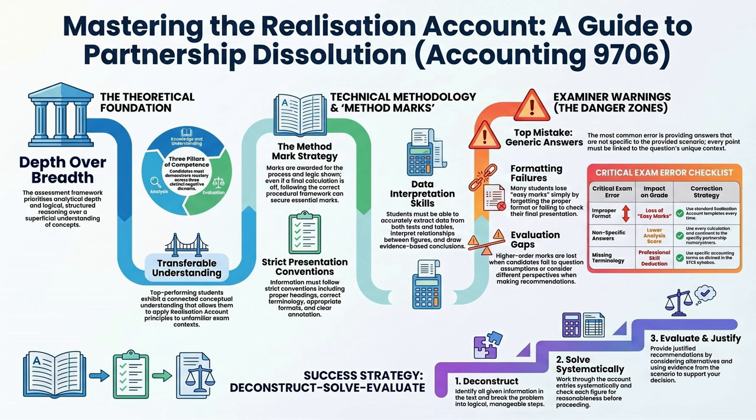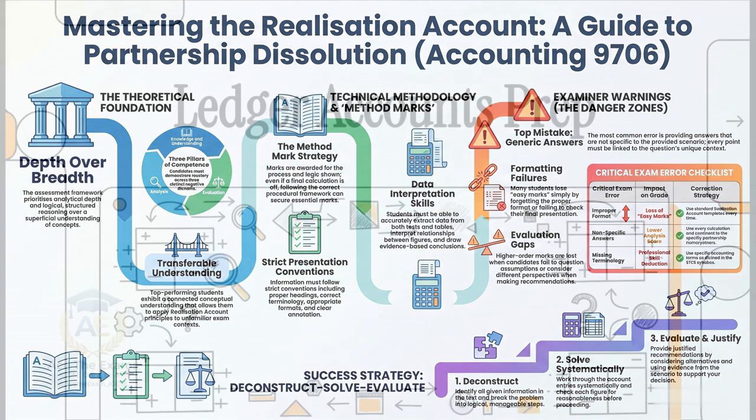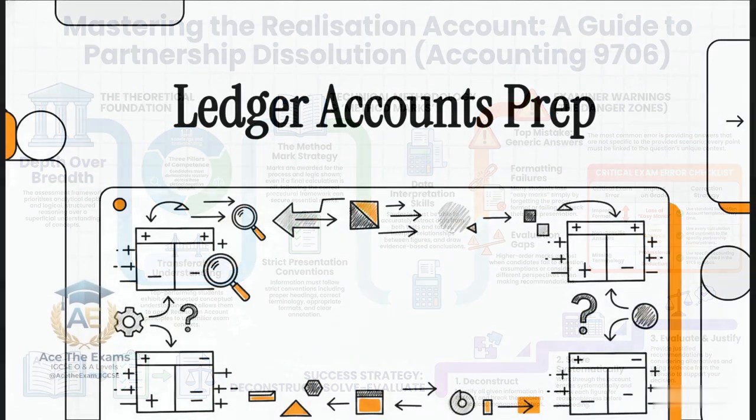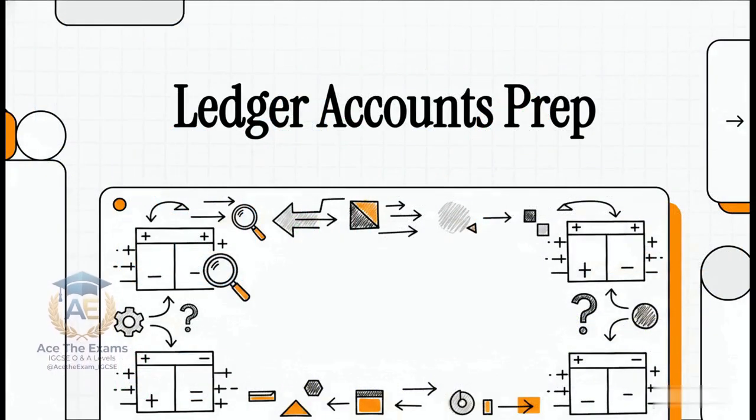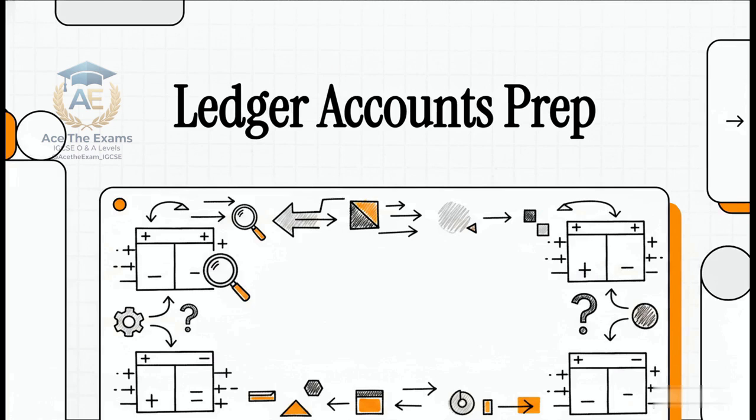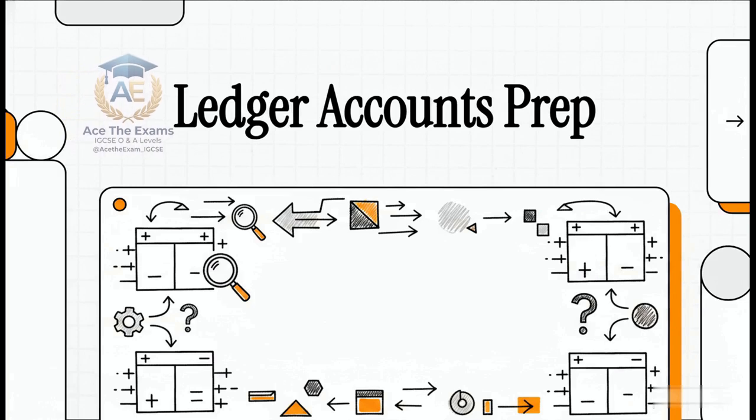Welcome to this explainer. Look, if you're studying for the Cambridge AS and A-Level Accounting 9706 exam, you already know the stakes. You know that the difference between an average grade and a truly top-tier result doesn't come down to knowing basic definitions. It comes down to mastering the absolute most complex, multi-layered topics the examiners can throw at you.